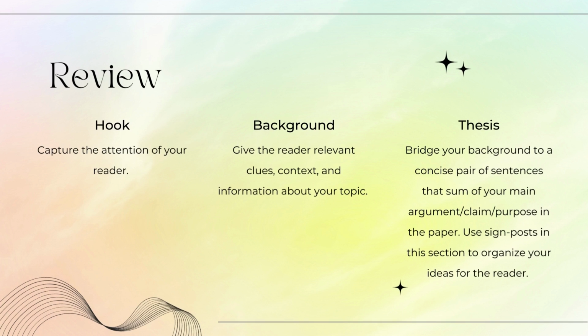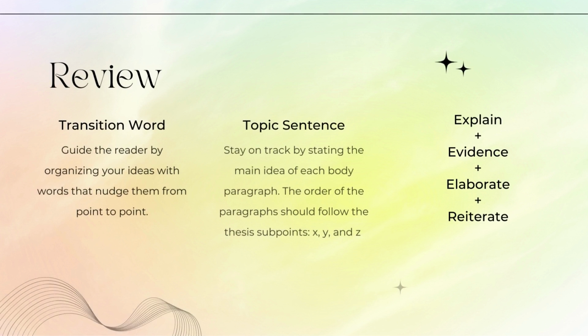Because again, we're moving from broad to specific. And as we get more specific, you bridge the thesis with the summary that you have just given. So you bridge the background to a concise pair of sentences that sum up your main argument, your main claim, or your main purpose in the paper. And we use signposts, as we saw before, the signposts about enslavement, political tyranny, and racial discrimination. Those signposts are things that we see in our thesis that we expect to see inside the body paragraphs, respectively. So we expect to see X, Y, and Z.